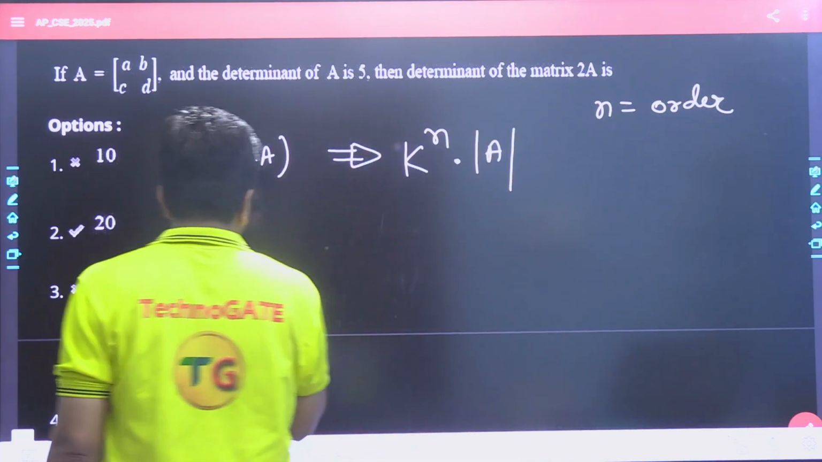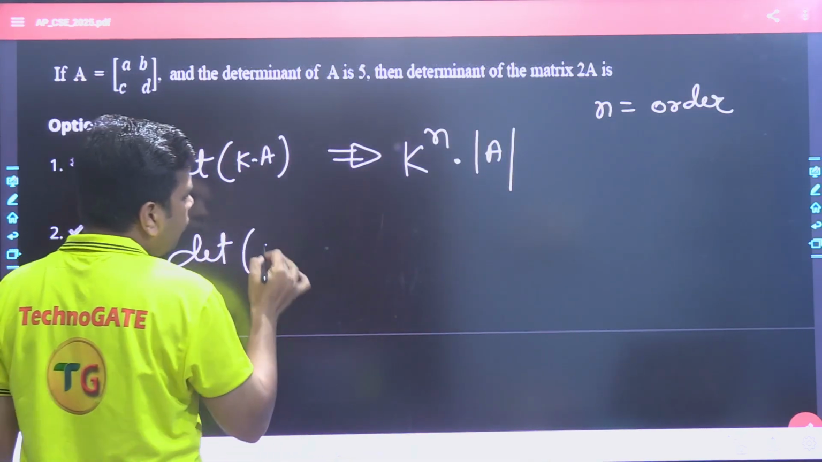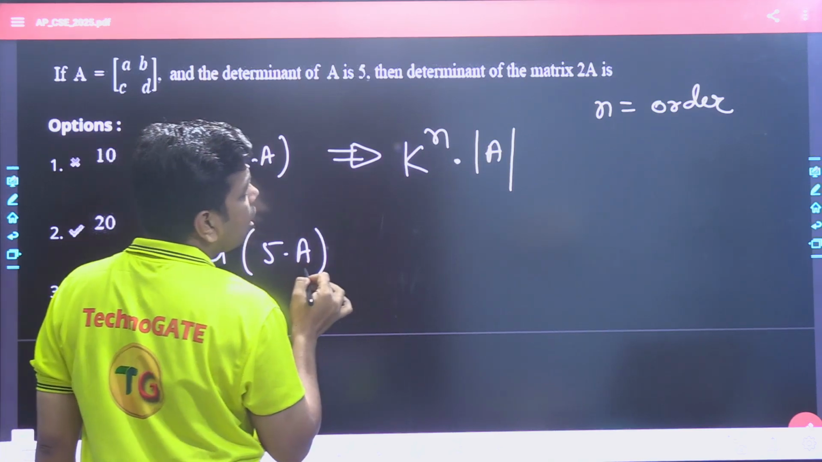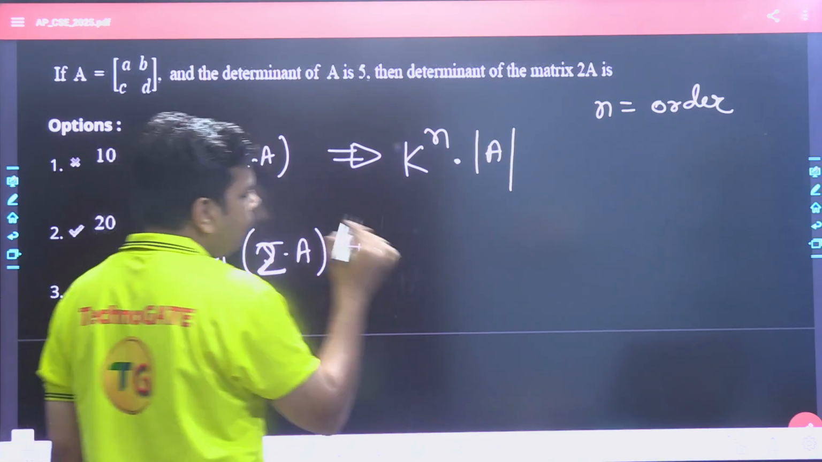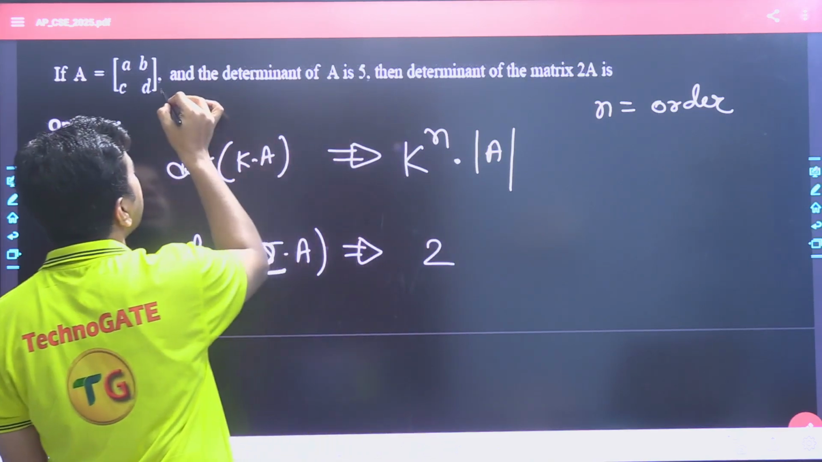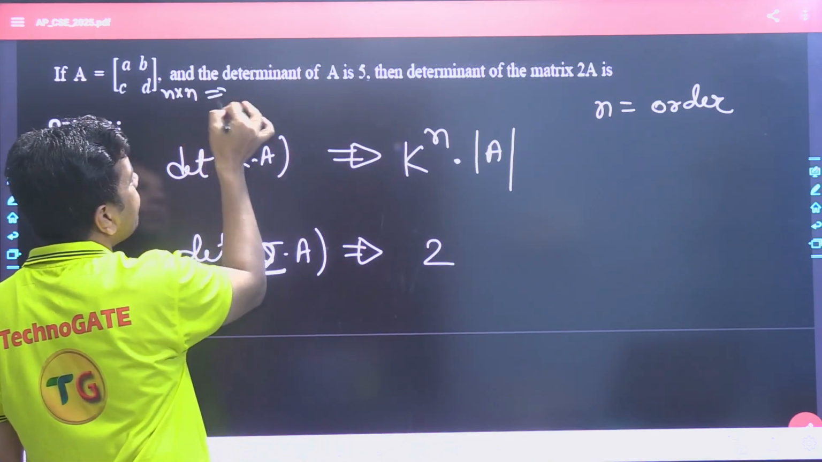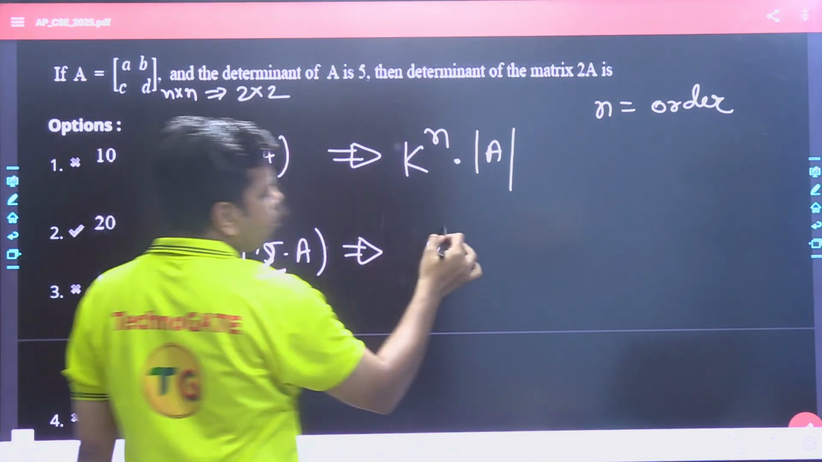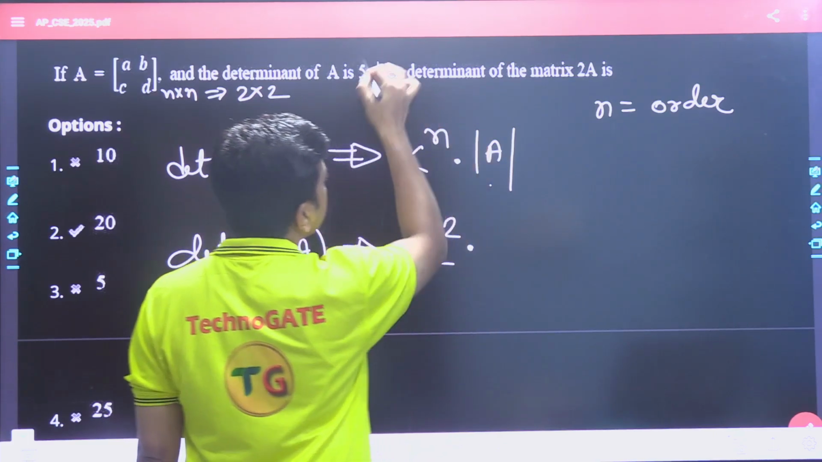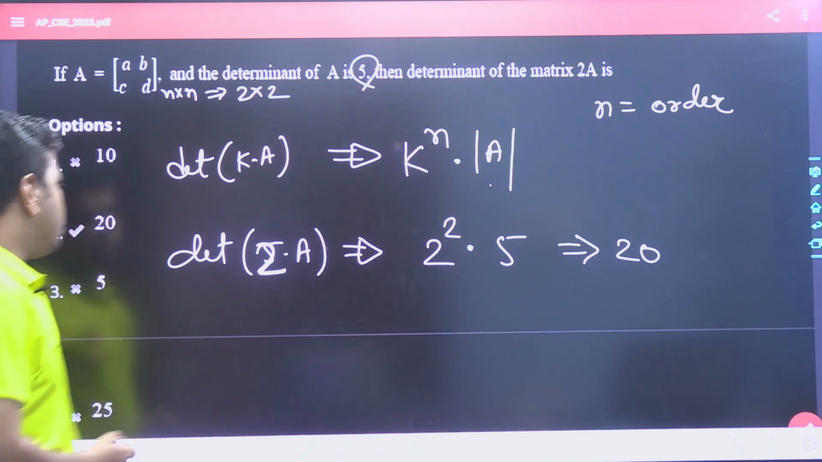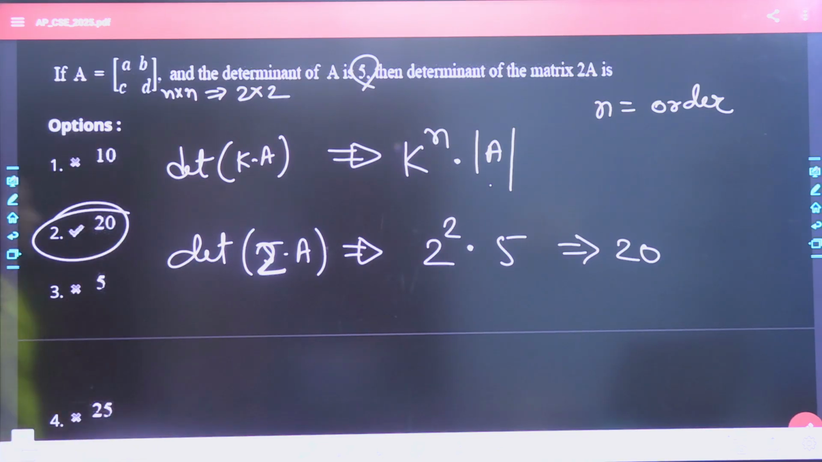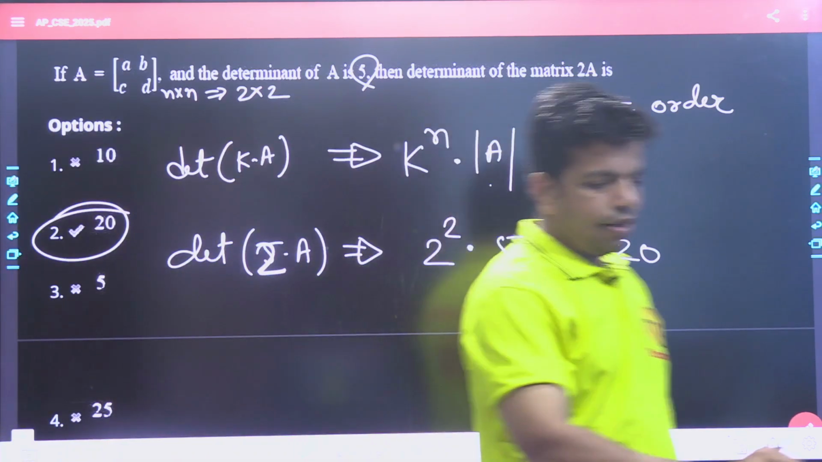So here we need to find the determinant of 2A. The determinant of 2A is simply 2 to the power n. Here this matrix is an n cross n matrix, it's a 2 cross 2 matrix. So 2 squared times the determinant of A, which is given as 5. On calculating this, it gives you the answer 20. So you can go with the second option. 20 is your answer. Got it?